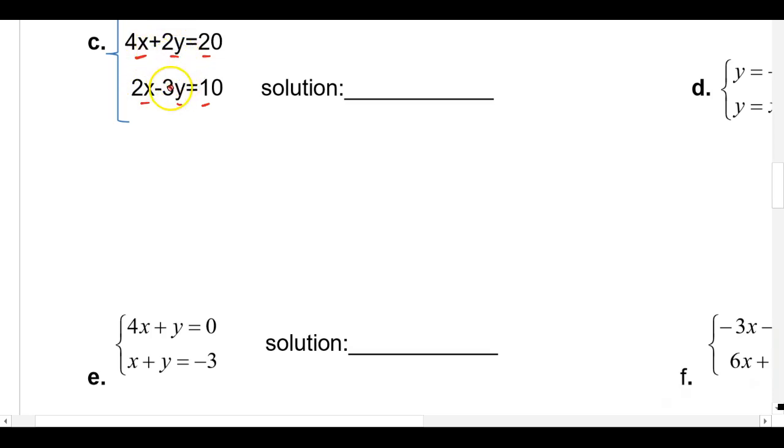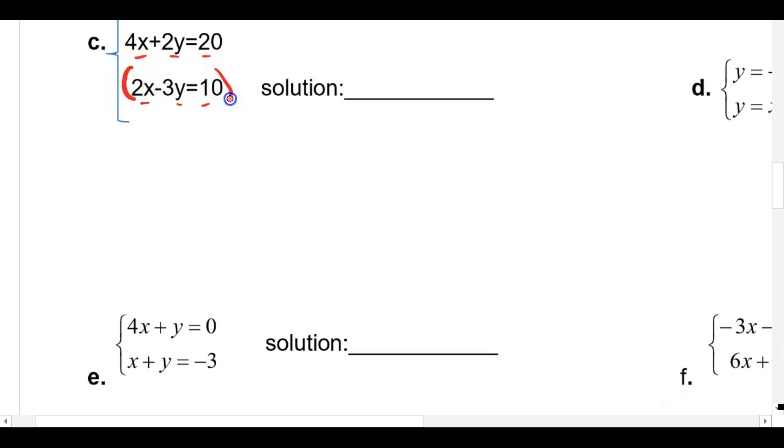Well, the 2 is smaller than this 3. So is there anything I can multiply times this 2 to give me 3? Oh, no, I can't do that. That's a fraction. All right, well, let's go to the next equation. Is there anything I can multiply times this 2 to be the opposite of 4? Yeah, I could do that.